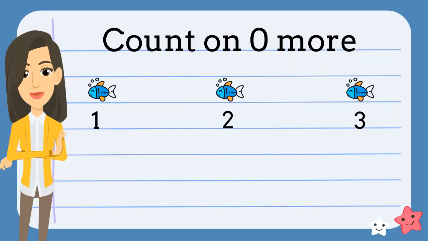When you have 0, it's easy to add on. For example, I have 3 fish and I add on 0. Since I'm adding on 0, I'm not adding anything. So the answer is 3.